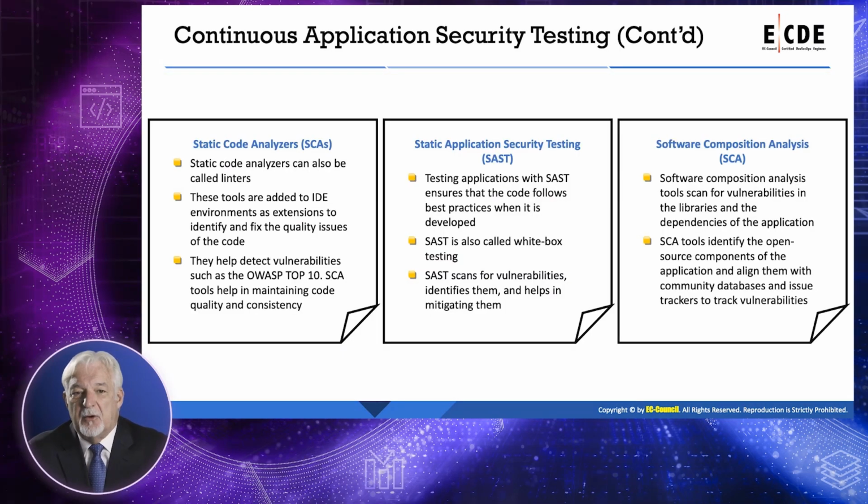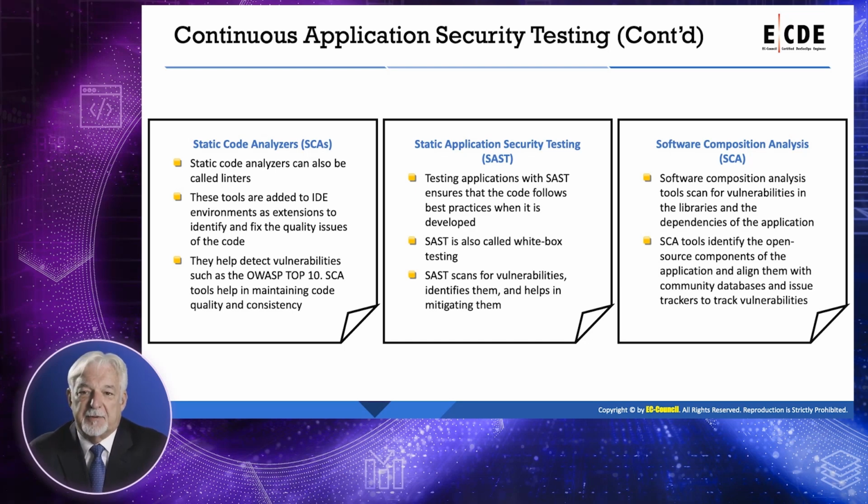So we have static code analyzers. Static code analyzers can also be called linters. These tools are added to the IDE environments as extensions to identify and fix the quality issues of the code. They help detect vulnerabilities such as the OWASP Top 10. SCA tools help in maintaining code quality and consistency. So linters are basically scanners that find the easy stuff that you can pluck off, or lint roll, I guess, is where we come up with the term linters.